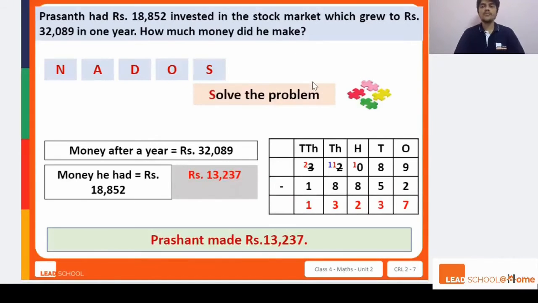Now we solve the word problem. We already know how to do subtraction. 32,089 minus 18,852. The answer is 13,237. Once we do subtraction, we get 13,237. So the money Prashant made is 13,237. He made 13,237 rupees. That is how we solve word problems.